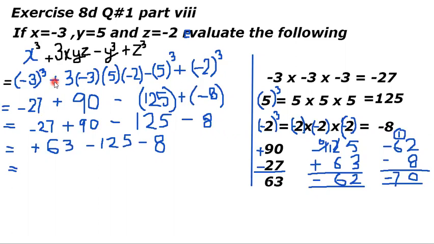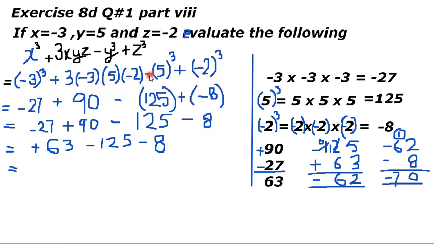Now let's first multiply the signs. Positive multiplied by negative gives us a negative sign. Negative multiplied by positive, because 5 is positive, gives us a negative sign. Negative multiplied by negative gives us a positive sign. So this is a positive sign. Now 3 times 3 gives us 9. 9 times 5 gives us 45. 45 two times gives us 90.